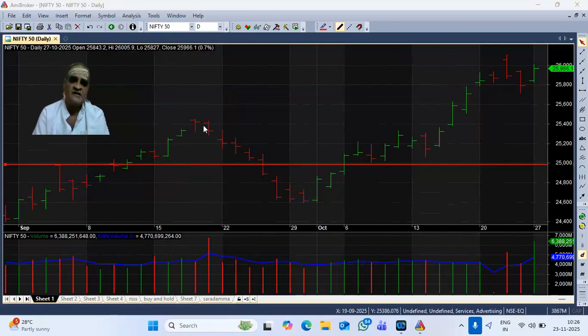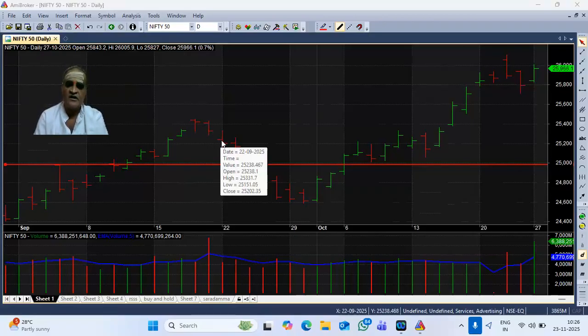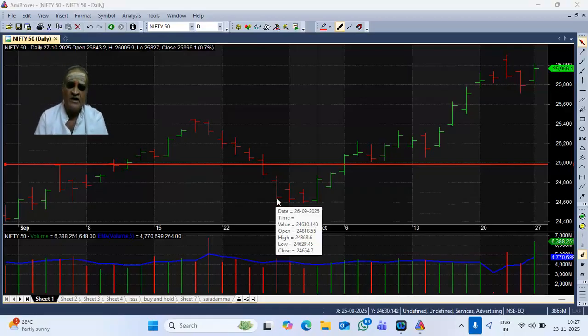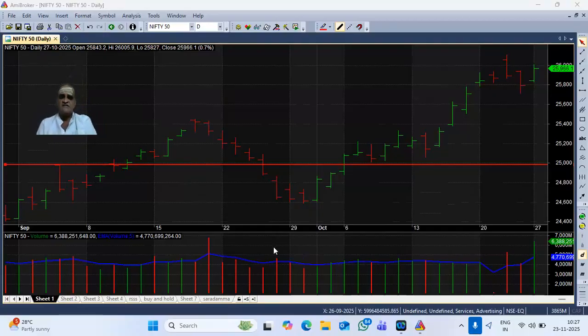So all these bars are almost of the same length. Open is more than close, open is more than close, open is more than close, and you can see volume slowly diminishing. And suddenly there is a rise in volume here, only up to some extent. But the length of the bar is more. So the length of the bar is more, but still it is in red. But there is an increase in volume.